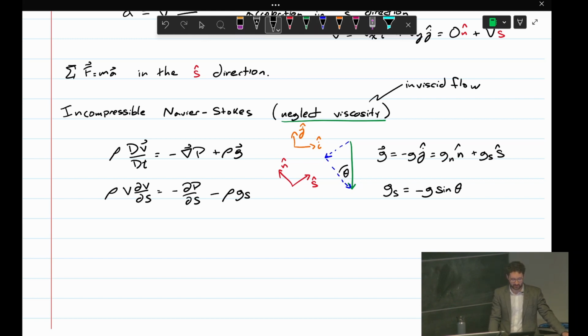I'll be honest, don't worry too much about the signs and little things like that in this derivation because it's the last time you'll basically see it. What we're going to do now is replace that sine theta using our coordinate system rotation, and then put that back into our F equals ma.